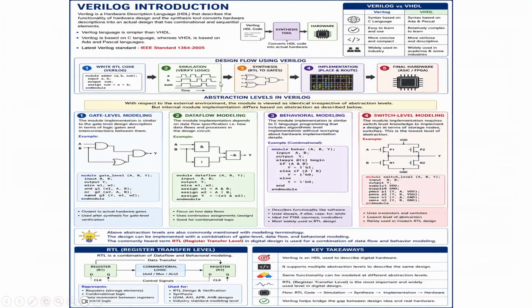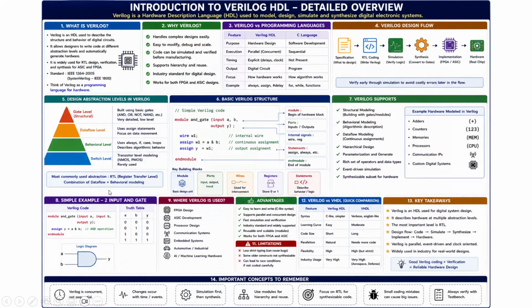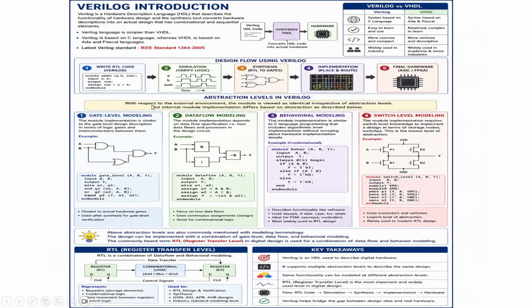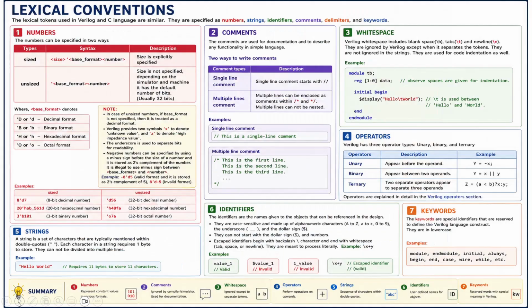So yesterday we discussed the introduction to Verilog: what is Verilog, why we are using Verilog, the difference between Verilog and VHDL, and different abstraction levels. After that we moved to lexical tokens and lexical conventions, in which we saw how numbers are represented, and what a string is. A string is a group of characters, and then comment lines.